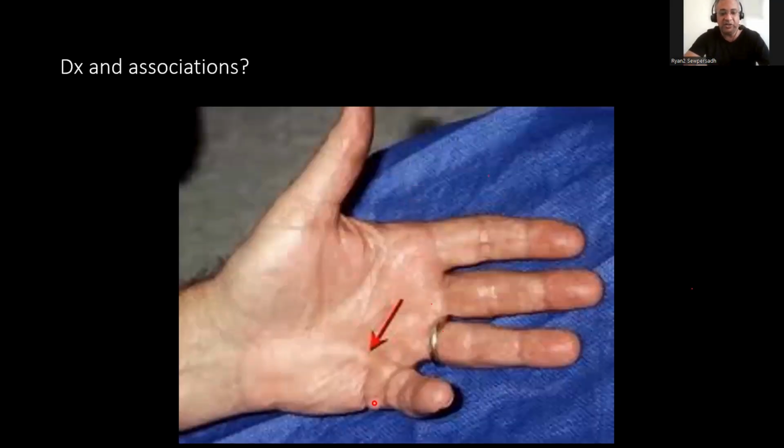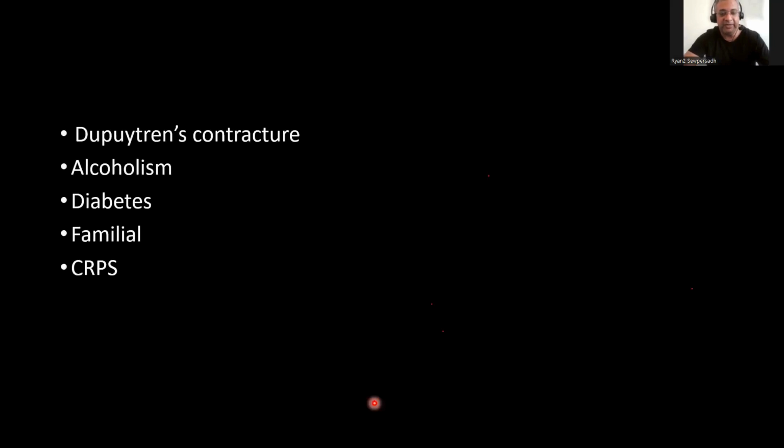This is Dupuytren's contracture, most likely seen in alcoholism, but can be seen in diabetes, familial, and in chronic regional pain syndrome. Remember, guys, this is basically thickening of the fascia.